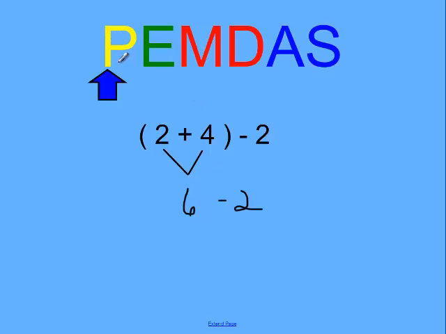Oh, wait, let's go back. We just did parentheses, so I'm going to check mark that. Exponents, we don't need to worry about right now. Were there any multiplication and division? Not down here. Check that off. How about addition and subtraction? Yes. And you always start on the left and work towards the right. All right, 6 minus 2 is 4. So the answer to this problem is 4.